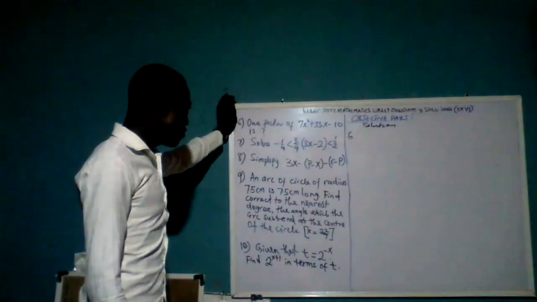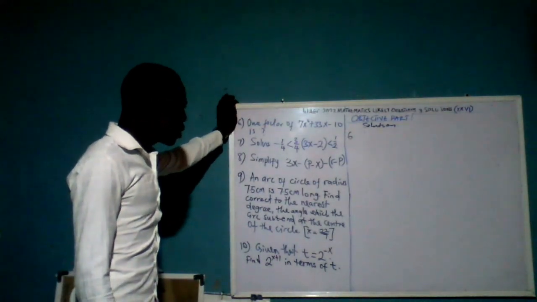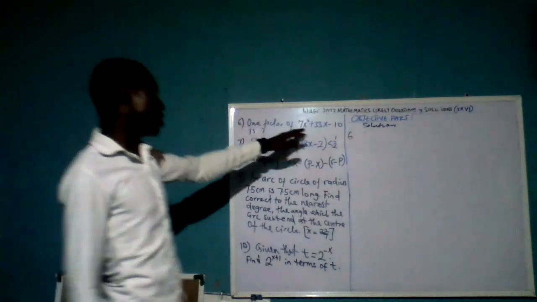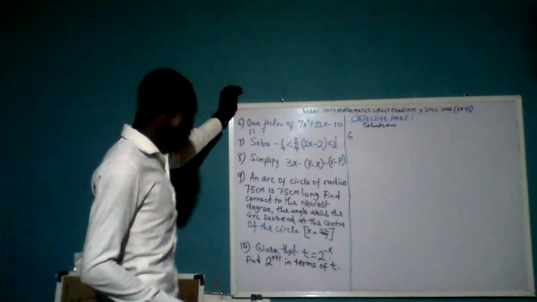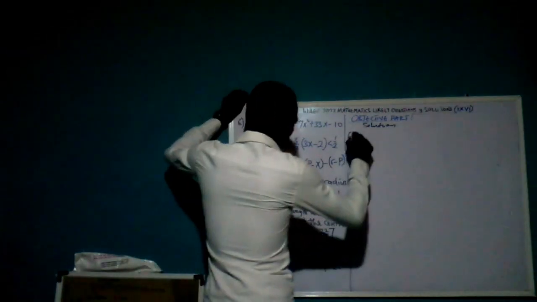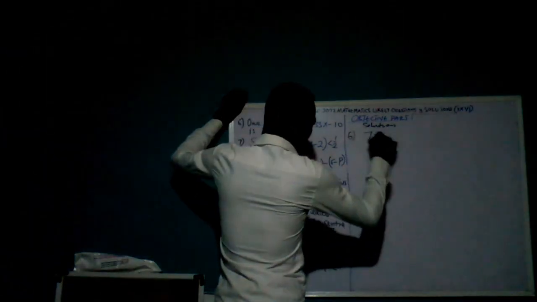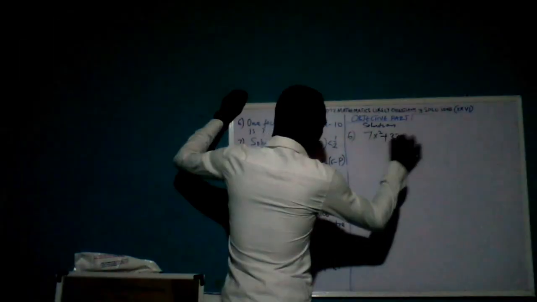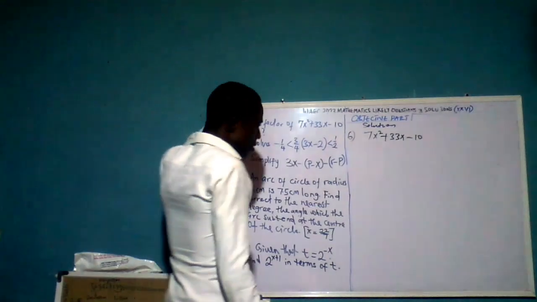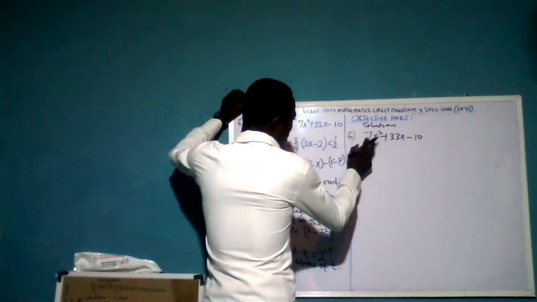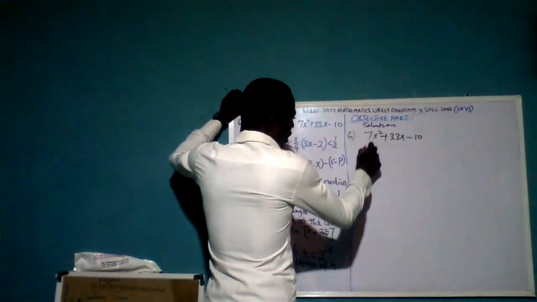One factor of 7x squared plus 33x minus 10 is what? First and foremost, you need to know that this is a quadratic expression, and all you need to do is to factorize the expression, and straight away you have the answer, right? So let's take the expression down. So we have 7x squared plus 33x minus 10, right?